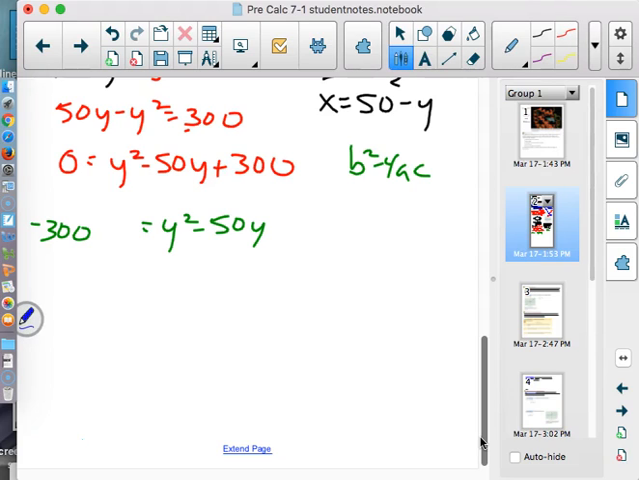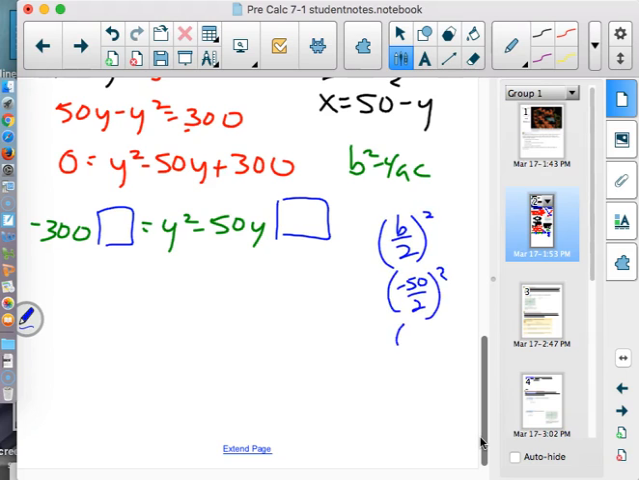Do you remember the little formula that's going to give us the c value in ax squared plus bx plus c? Negative 50 divided by 2 squared. Exactly. B over 2 squared. So we're going to add 625 to both sides, which isn't too bad over here.